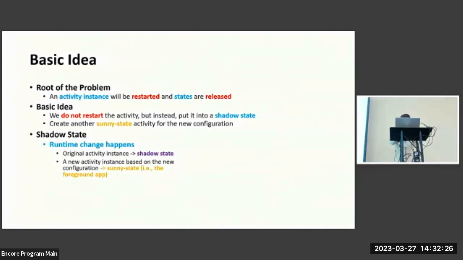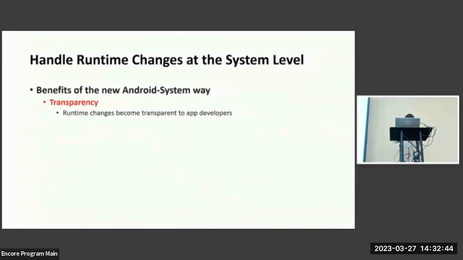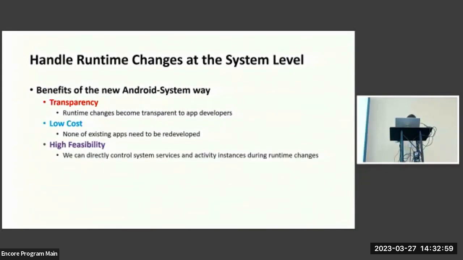By doing so, not only can the current states of the old activity be preserved and migrated to the new sunny activity, but also the future state changes caused by the asynchronous task will be cached and migrated. We handle the runtime changes at the Android system level, which makes it totally transparent to app developers, and none of the existing apps need to be redeveloped. And it's more feasible to conduct the runtime changes at the Android system level, since we can directly control the system services.